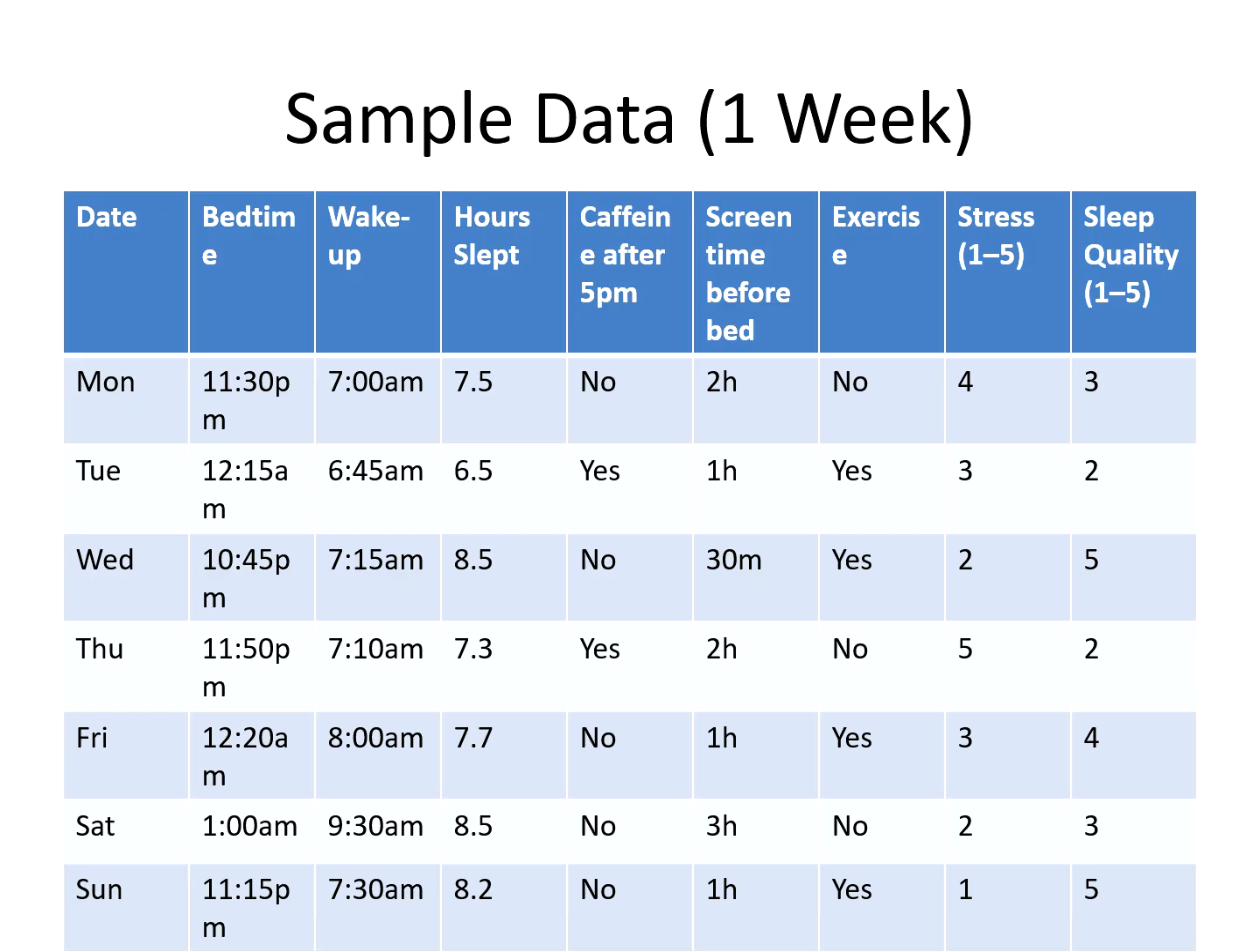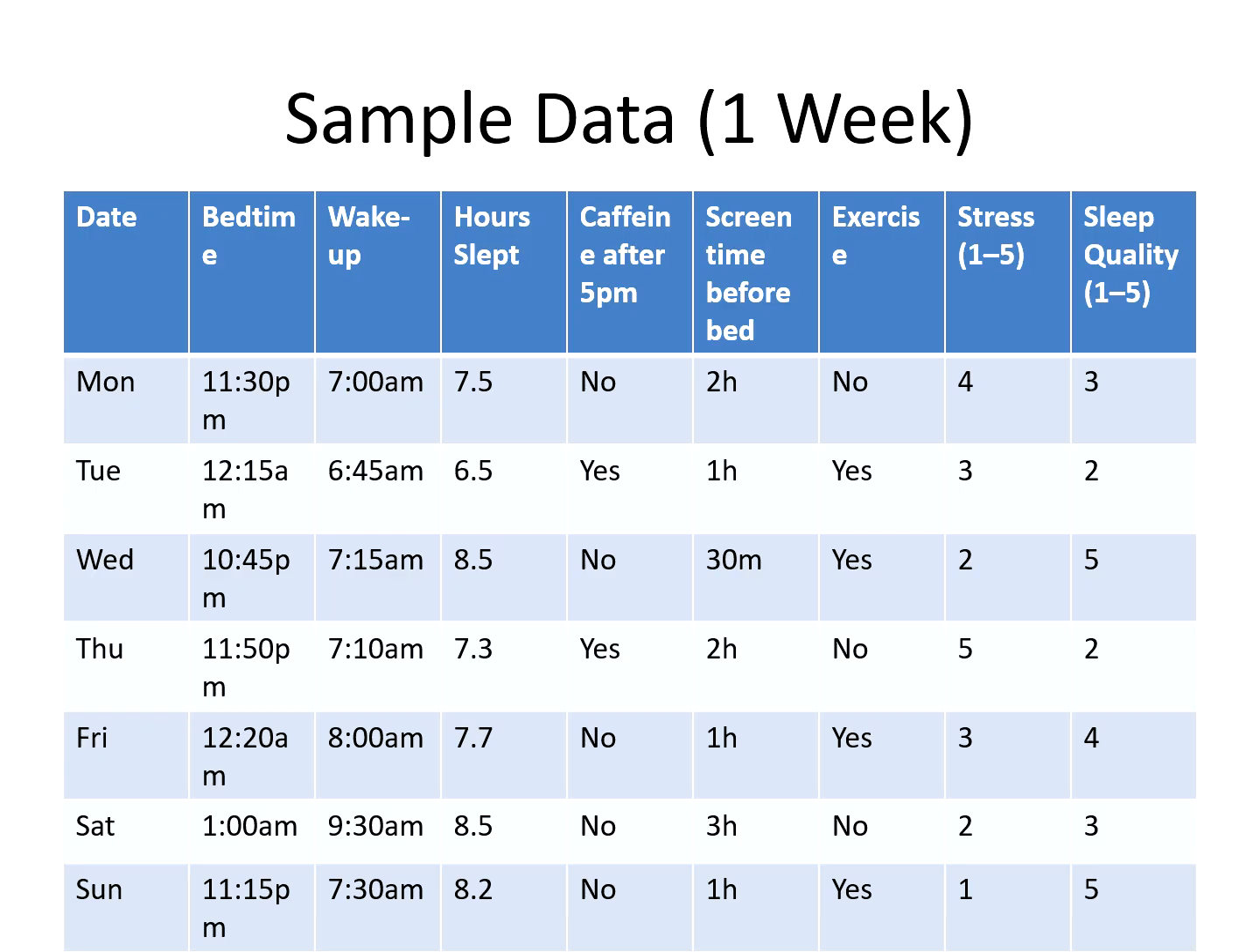Here in this example, we have a sample of a week, scale 1 to 5, related to the bedtime, what time you wake up, the amount of hours you slept, the caffeine intake, the screen time, the exercise, the stress level, and that can affect your sleep quality. You have Monday to Sunday, a full week.